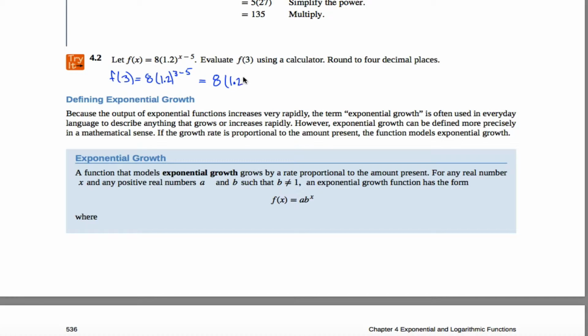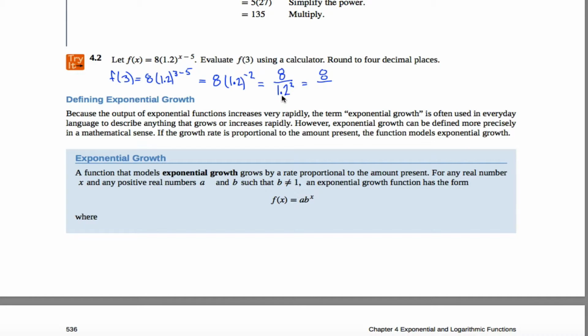The first step would be to subtract and do 3 minus 5. 3 minus 5 is negative 2. So you get 8 times 1.2 to the negative 2 power. And you're like, I don't know what 1.2 to the negative 2 power is. I'm like, you kind of do, though, because raising something to the negative 2 power is the same as squaring it if you first take its reciprocal. So instead of 1.2 to the negative 2 power times 8, I can do 8 divided by 1.2 to the positive 2 power.